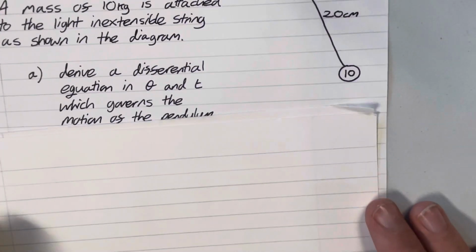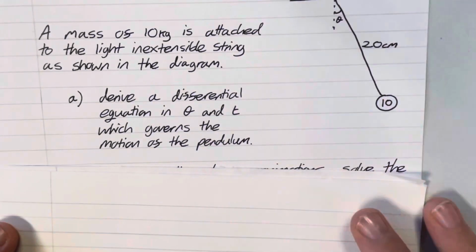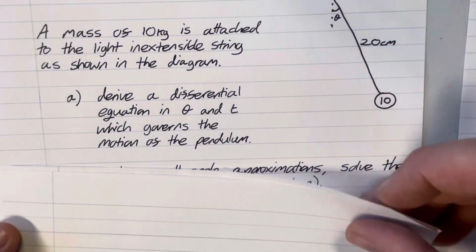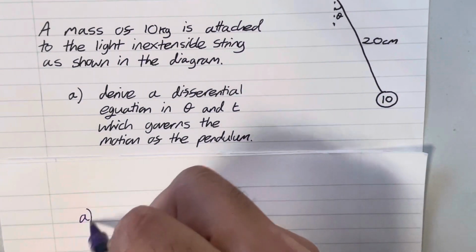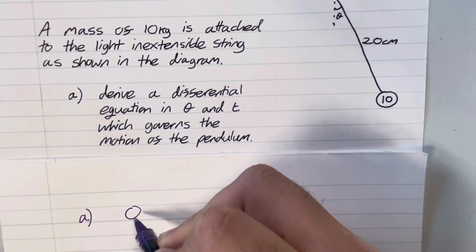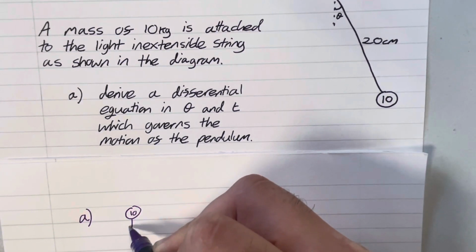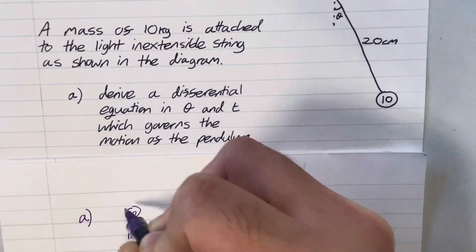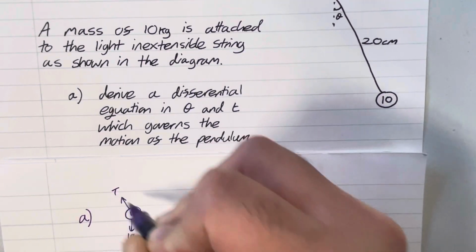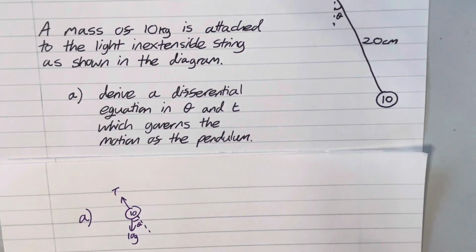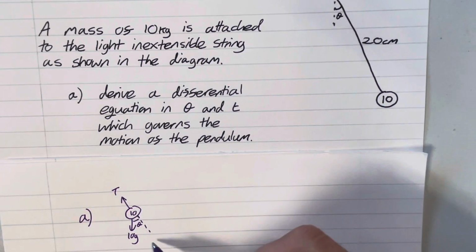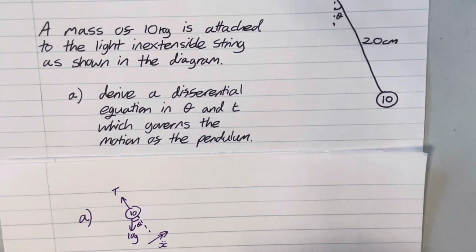Okay, we're going to derive a differential equation for this. So just as before, we're going to draw out our little diagram. So to answer part A, there's my mass. This time it's got a mass of 10, so its weight is 10g. It's got some kind of tension force acting that way. And then that's going to be at an angle theta to that direction. And we're taking that to be positive because theta is increasing as you go up to the right.